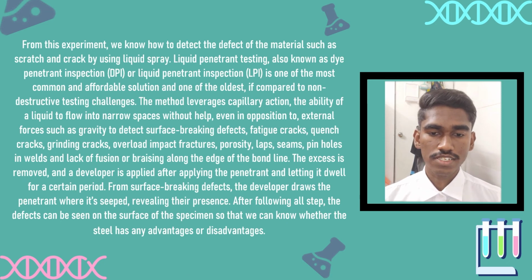After applying the penetrant and letting it dwell for a certain period, the excess is removed and the developer is applied. From surface breaking defects, the developer draws the penetrant where it has seeped, revealing their presence. After following all steps, the defects can be seen on the surface of the specimen so that we can know whether the steel has any advantages or disadvantages.